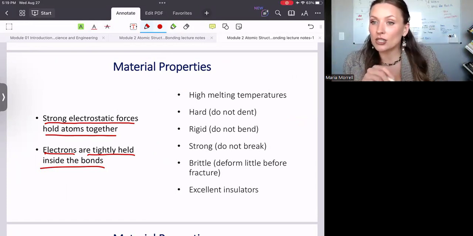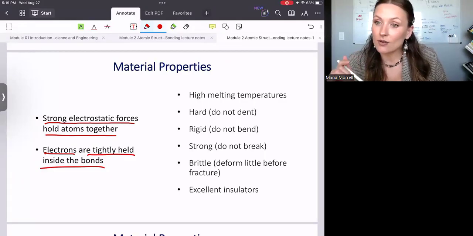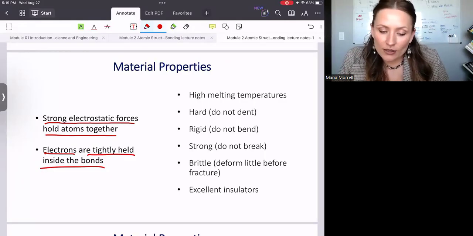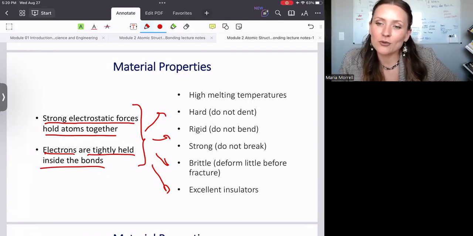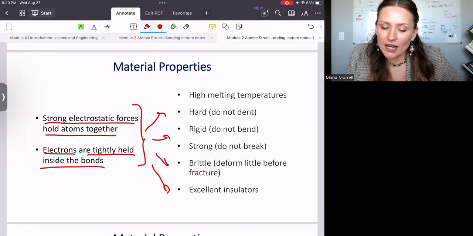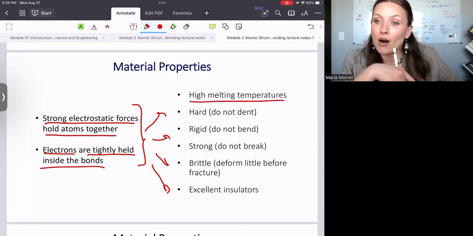There's a different picture here. Every electron is tightly held inside the bond. Now, what this means is that it brings us a bunch of these properties, and specifically, I'm wondering if you would be able to recognize the materials that have ionic bonds. High melting temperatures, and it makes sense because the bonds are very strong.